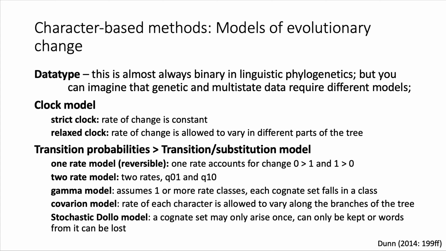Then we have the covarion model, where the rate of each character is allowed to vary along the branches of the tree, and the stochastic Dollo model captures a key feature of real cognate histories. That is, a cognate set may only be innovated once in the data set. One parameter governs the distribution of rates of cognate sets arising in the data, and another the distribution of rates of loss of their reflexes.